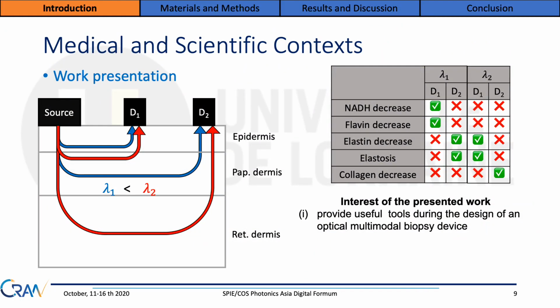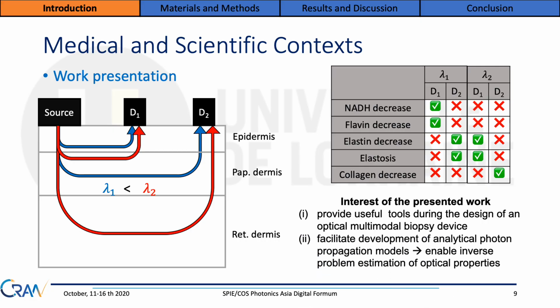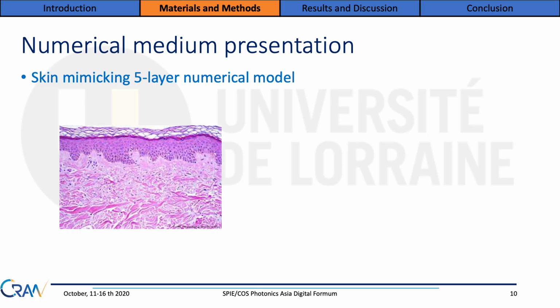That is why the result presented here can firstly provide a useful tool during the design of an optical multimodal biopsy device, and secondly, it can facilitate the development of analytical photon propagation models that enable inverse estimation of relevant optical properties from in vivo spatially resolved diffuse reflectance and autofluorescence measurements. Let's come to the description of the experiment.